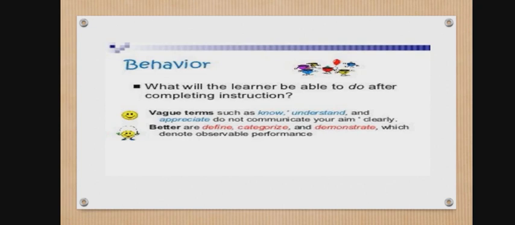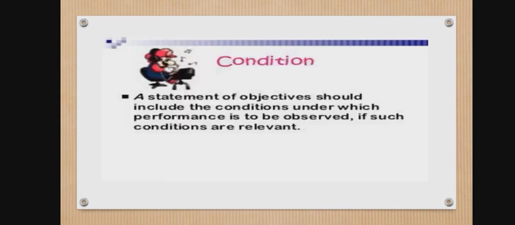Verb terms such as know, understand, and appreciate do not communicate your aim clearly. Better are define, categorize, and demonstrate, which denote observable performance. Condition: a statement of objectives should include the conditions under which performance is to be observed, if such conditions are relevant.